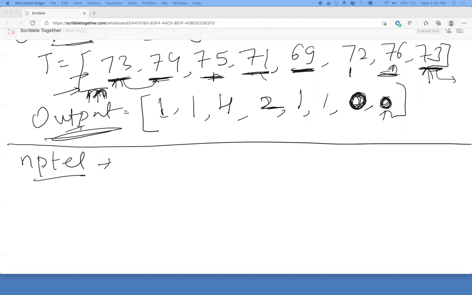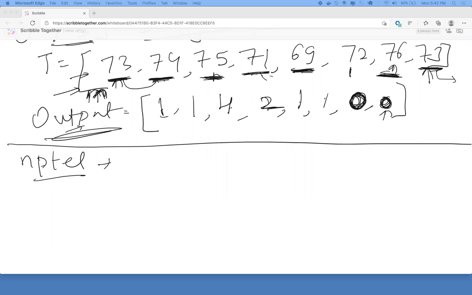Is that fine? So 73, the next higher temperature is 74. Immediately, so you have to wait 1 day. For 74, it's 75, so 1 day again. For 75, you'll have to wait 4 days. So 79, 69, 72, they are all there. For 76, it's 4. For 71, you have to wait till 76, 2.